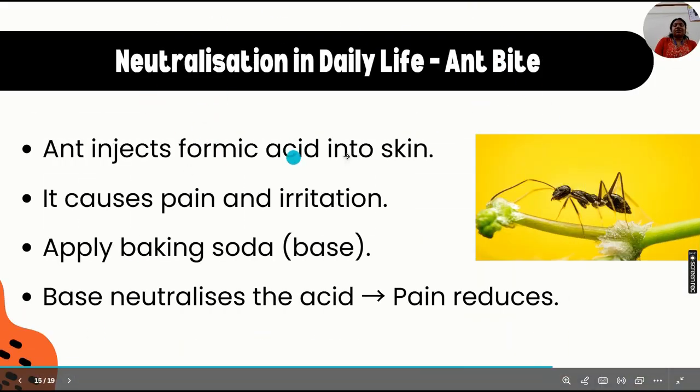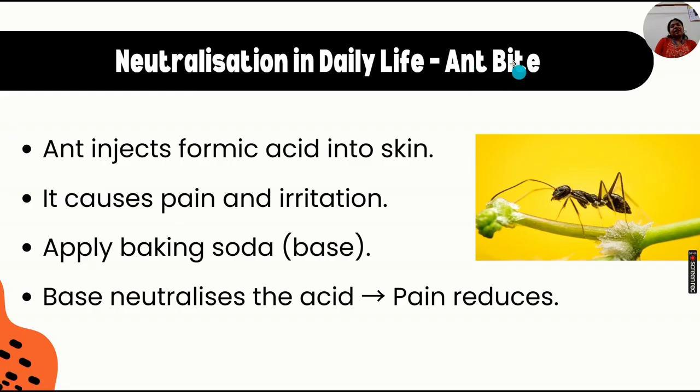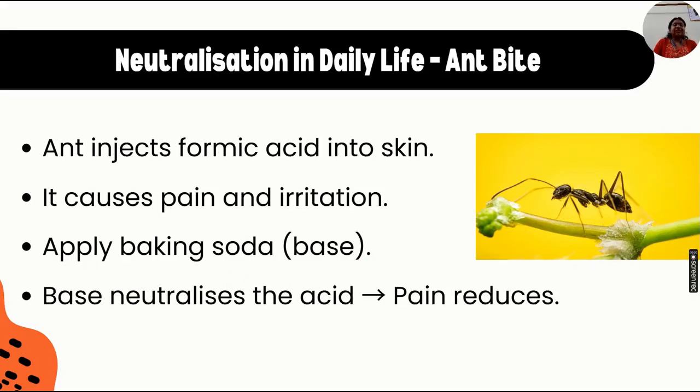This is a neutralization reaction in our daily life. An ant bite injects formic acid into the skin. It causes pain and irritation. Applying baking soda, a base, neutralizes the reaction. Because baking soda is a base, and when the ant bites, formic acid is injected into the skin, and when the acid and base react with each other, a neutralization reaction forms, and that's why the pain reduces.